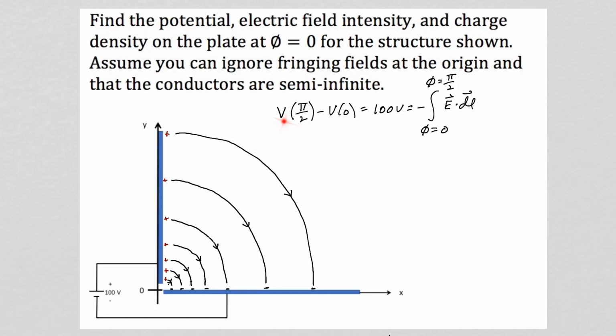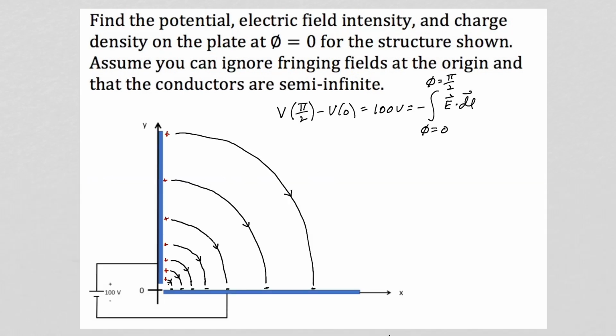The potential difference between the two plates is equal to minus the integral from the phi equals 0 plate to the phi equals pi over 2 plate of E dot dl. This potential difference will be independent of your path of integration between the phi equals 0 and phi equals pi over 2 plates. Consider the integration when your path is along a constant value of rho.